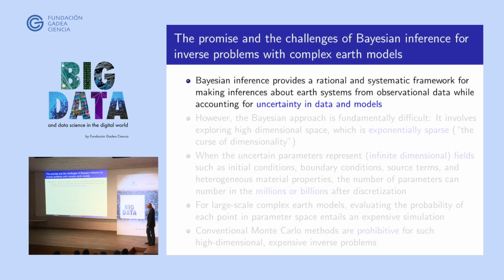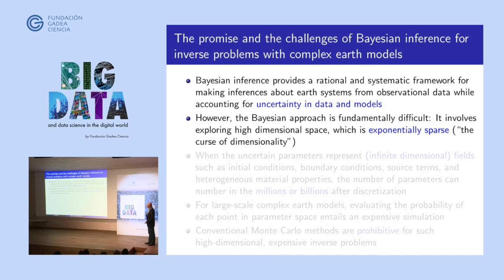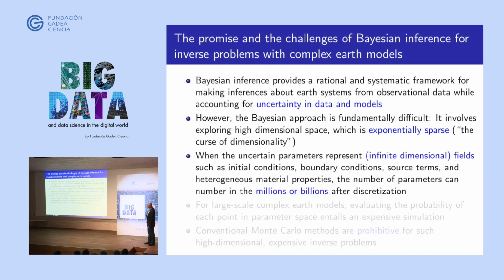I've already touched on this. So the Bayesian framework allows us to account for uncertainty in both data and models. But it's very difficult. It involves exploring high-dimensional space, which is very sparse. That's the curse of dimensionality. And when the uncertain parameters represent infinite dimensional fields, the number of parameters can number in the millions or even billions in contemporary problems that people are interested in, certainly in the geosciences.